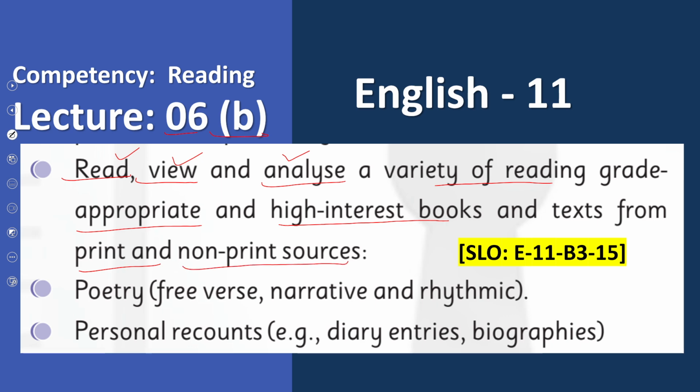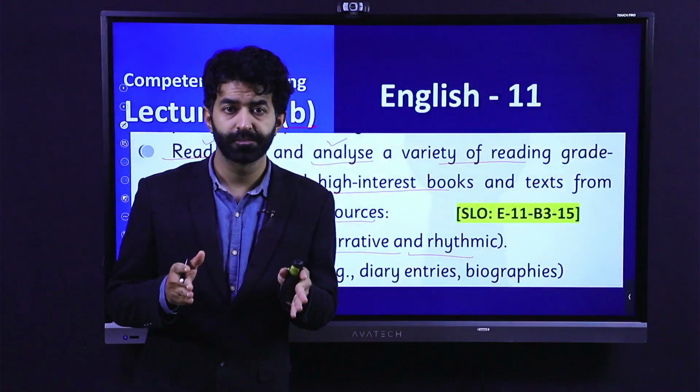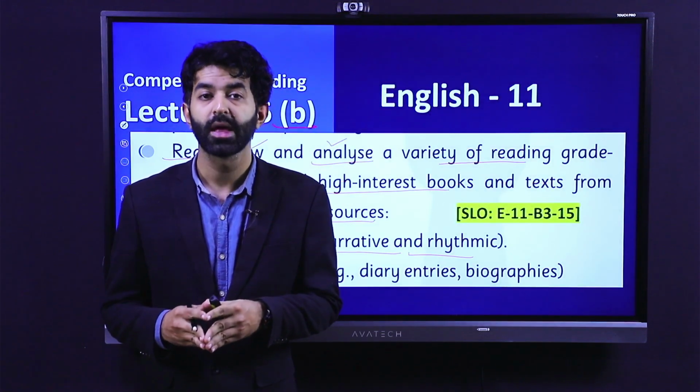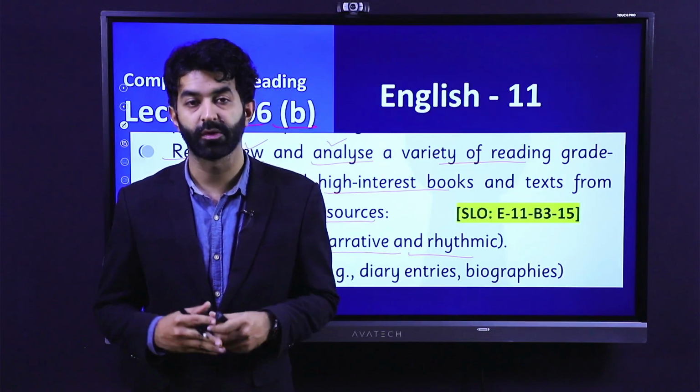So it means that this SLO and these action words are applied on all these different kinds of texts related to your grade level and your interest. Today we are analyzing poetry: free verse, narrative, and rhythmic. For this purpose, we have a poem under discussion in the book. Furthermore, in the chapter you can find a story and personal recounts, and you can apply this SLO on those as well. We are going to analyze our poem today. It is called The Road Not Taken by Robert Frost.